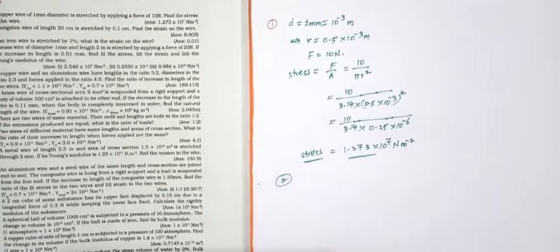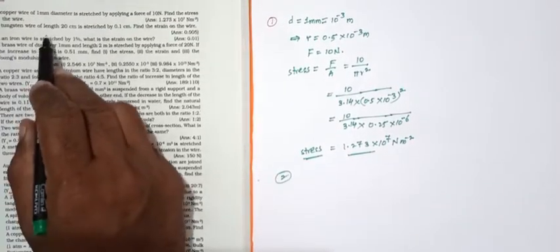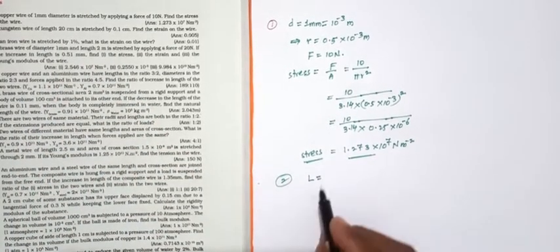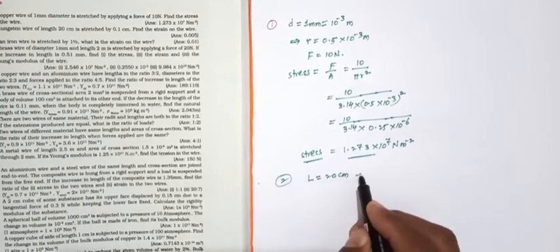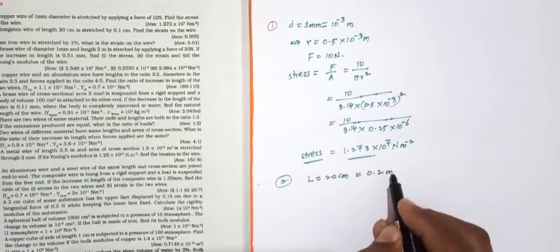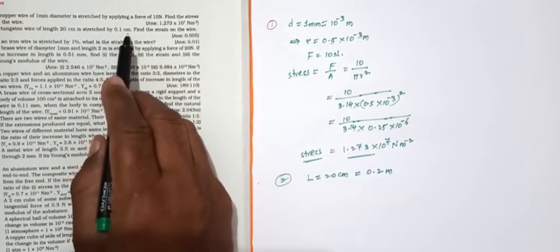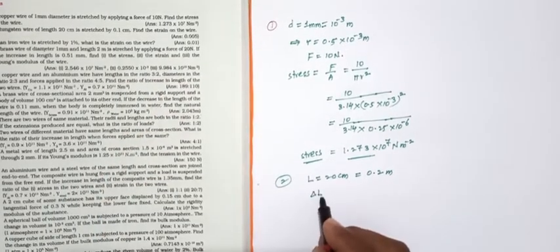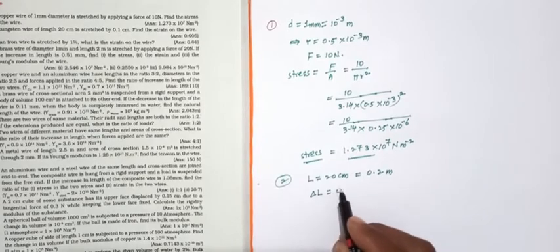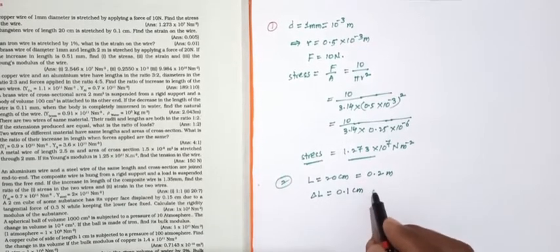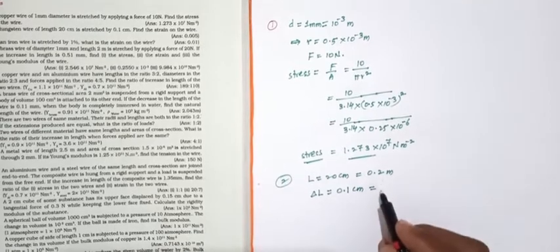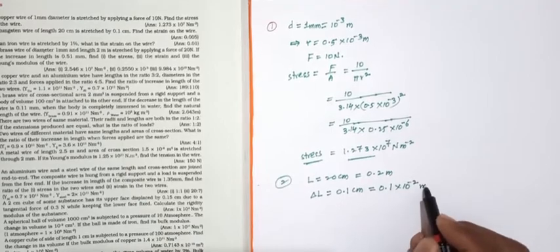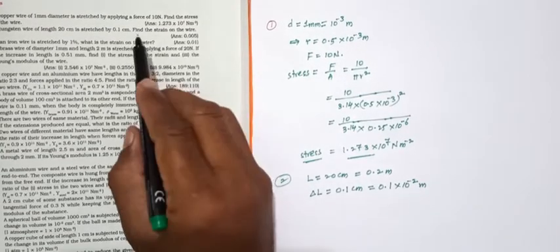Okay, second one, a tungsten wire of length 20 centimeters. The length of tungsten is 20 centimeters, equals 0.2 meter, and is stretched by 0.1 centimeter. Find the strain of the wire. The elongation is 0.1 centimeter, that equals 0.1 into 10 to the power of minus 2 meters. Okay, find the strain.